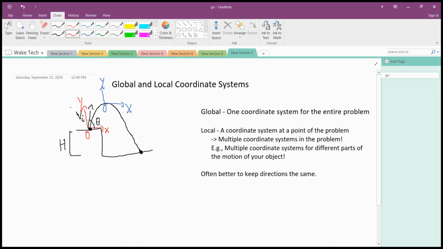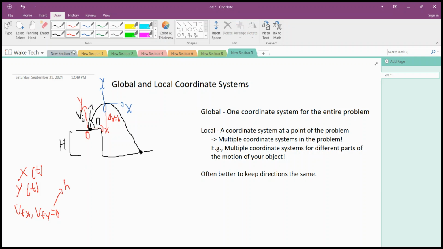When you have local coordinate systems, you need to tie them together somehow. For example, in my red coordinate system, I could find my x and y positions as I go to the top. And if I wanted to, I could figure out what my height was, my delta y, which I'll call little h, as I go from here all the way to the top. I could figure out what my final velocity was in the x direction, and in the y direction, I know it's 0 because it's the maximum height. Using that my final velocity in the y direction is 0, I can use a kinematics equation to find the maximum height of the particle, this h, this delta y that it travels.